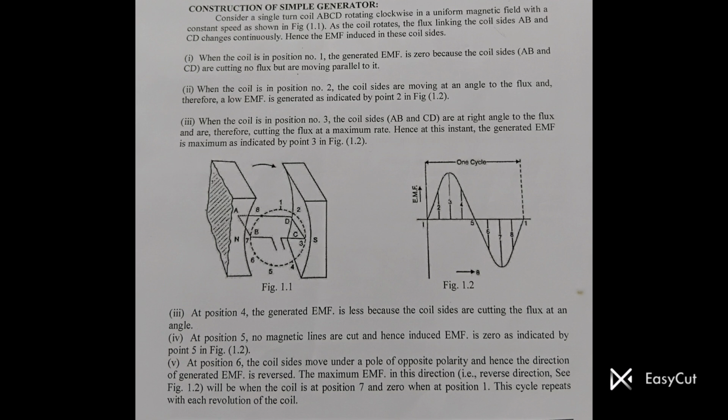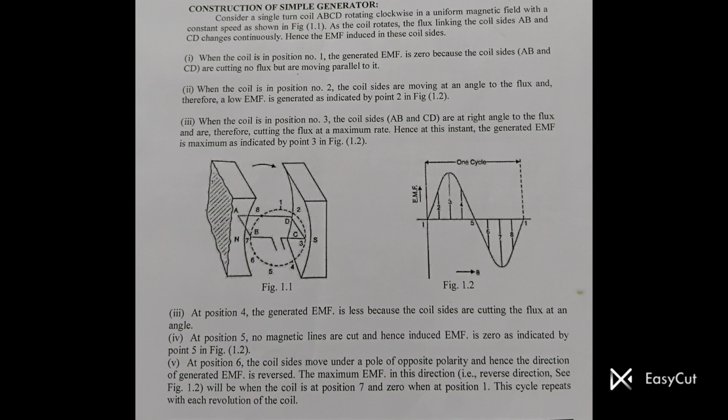In this video, we'll learn how a DC generator generates EMF with simple explanation and diagrams. EMF generation in a simple generator. Let's understand how EMF is generated in a simple DC generator. We take a single-turn coil ABCD rotating clockwise in a uniform magnetic field, as shown in Fig 1.1. Position 1. The coil is parallel to the magnetic flux.